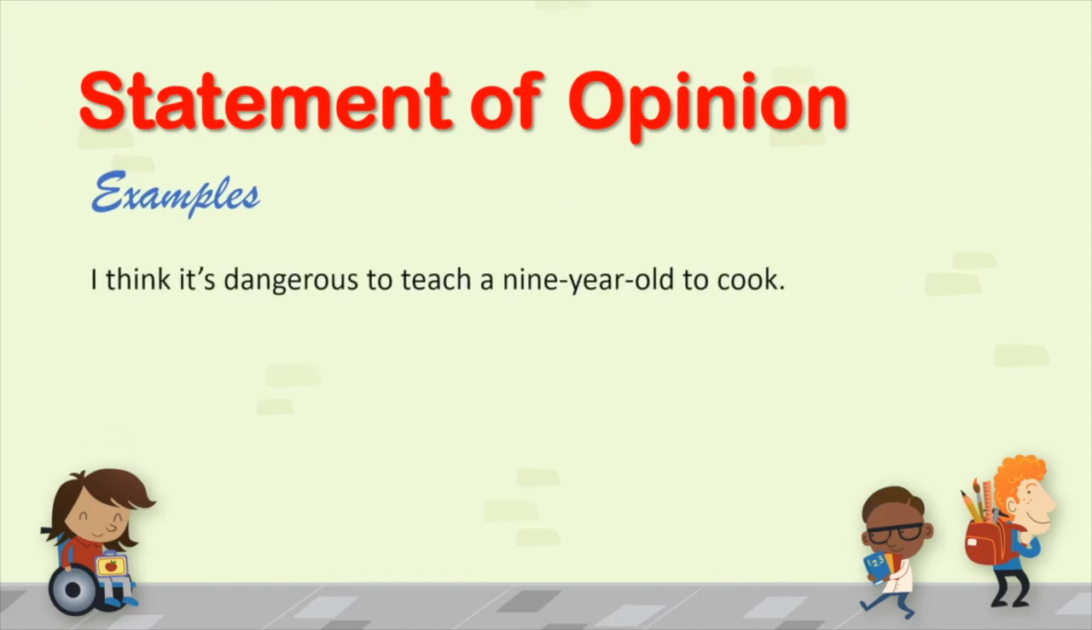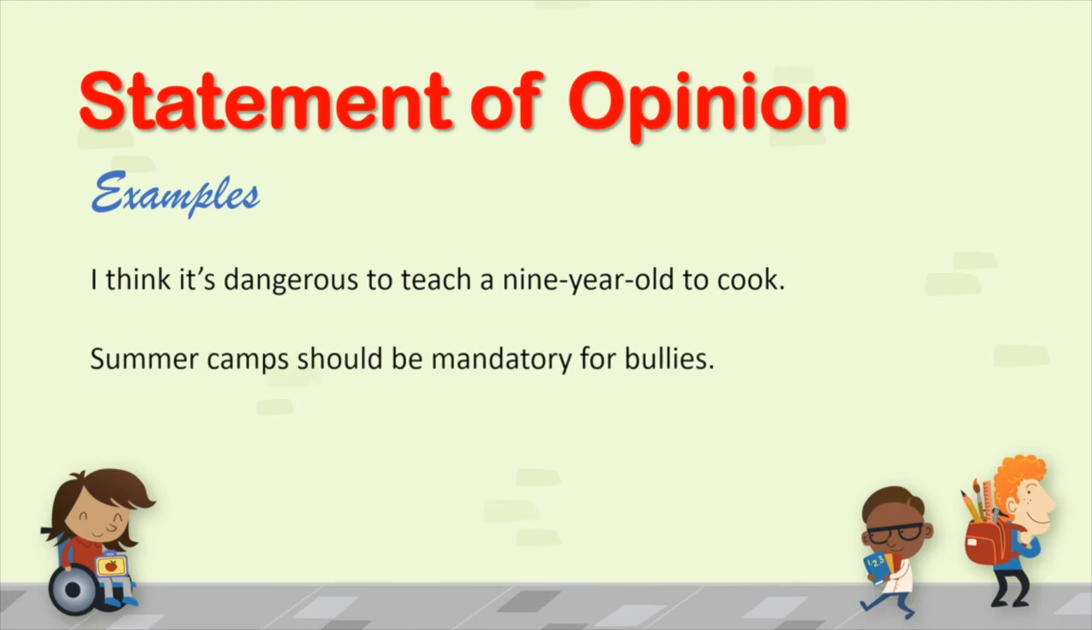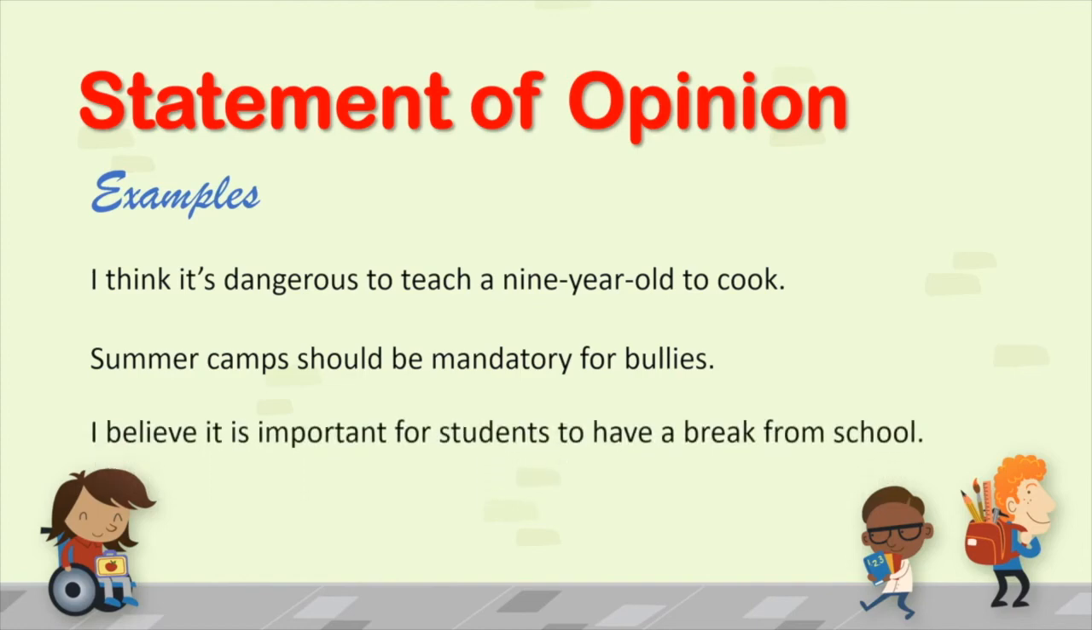I think it's dangerous to teach a 9-year-old to cook. In this example, the writer is taking a stance against children cooking in the kitchen. Summer camps should be mandatory for bullies. Again, the writer is taking a stance against bullying. And the last one, I believe it is important for students to have a break from school. The writer is taking a stance for breaks for students.